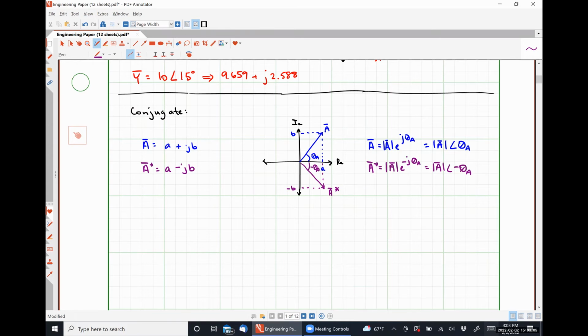So this is a conjugate operation. All it is, rectangular form, change the sign on the bit with the J; polar and exponential form, change the sign on the angle. That's it. Okay.